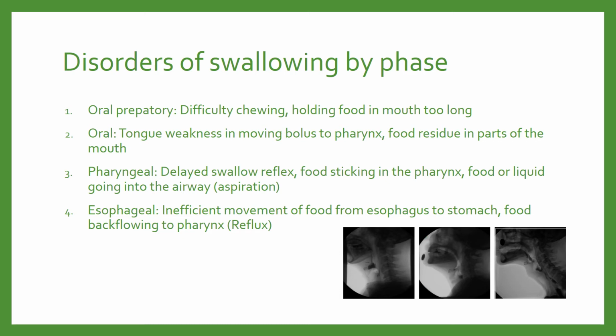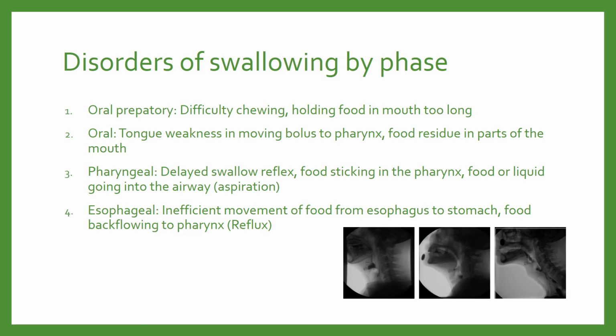So during the oral preparatory phase, a person can have difficulty chewing, or they can hold food in their mouth too long. This is typical in our patients with Alzheimer's. The more progressive the disease, they'll start holding the food in their mouth and forget that they have something in their mouth, and that puts them at risk of that food going into their airway or spilling into their throat, and they're not ready to swallow. It's also a nutritional problem that they're not eating their food, and so they might have weight loss.